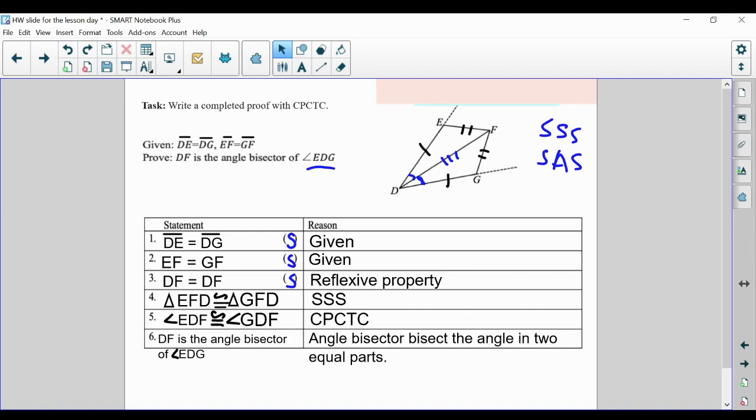So that is how to use CPCTC. So remember, CPCTC must be used after you prove the triangles are congruent first.